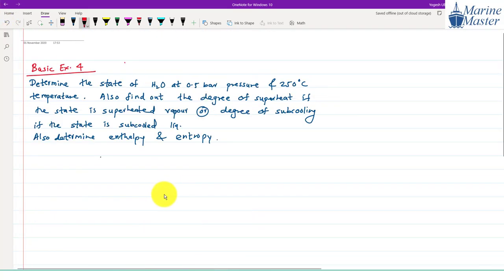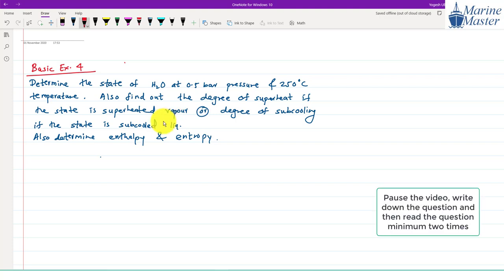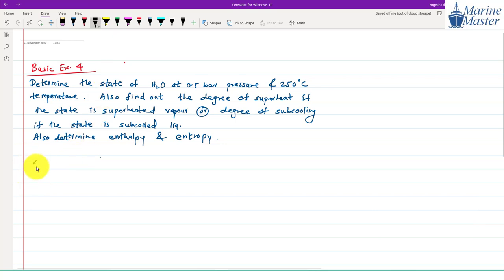Now we are going to see basic example 4. Before going further, please give the heading basic example 4 and write down this question. After writing it down, try to read this question minimum 2 times. Observe the scenario here. It is a very simple discussion, not that difficult.